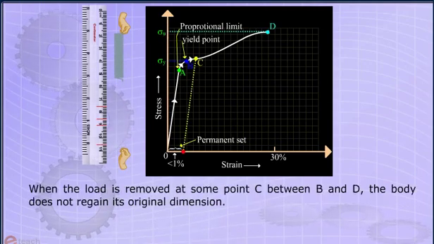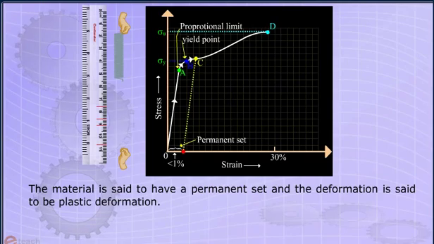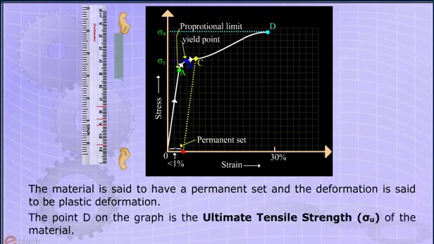When the load is removed at some point C between B and D, the body does not regain its original dimension. In this case, even when the stress is zero, the strain is not zero. The material is said to have a permanent set and the deformation is said to be plastic deformation. The point D on the graph is the ultimate tensile strength, sigma u, of the material.